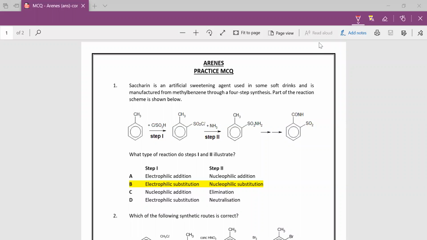All right, let's carry on with our practice, our MCQ practice. So we have question 1. Which type of reaction do step 1 and step 2 illustrate? All right, so step 1, you actually have electrophilic substitution. Step 2, you actually have a nucleophilic substitution.